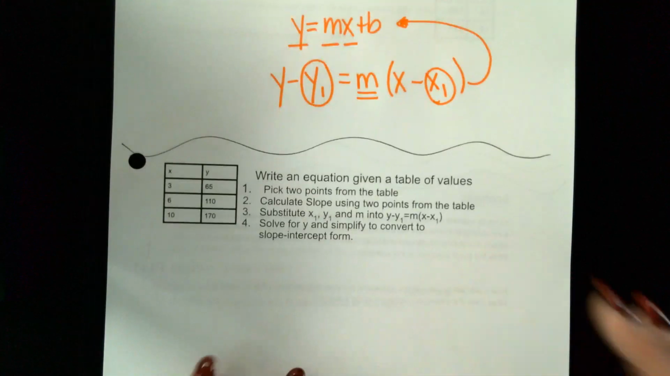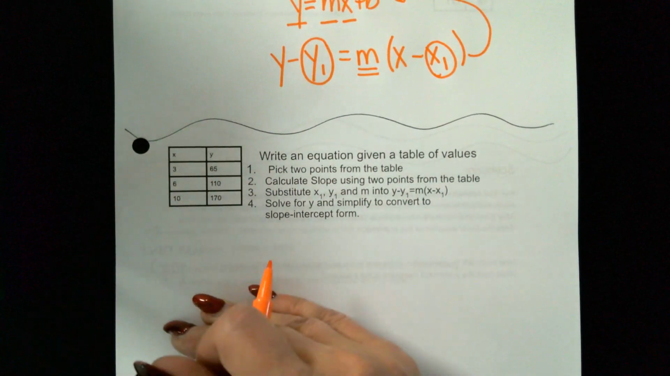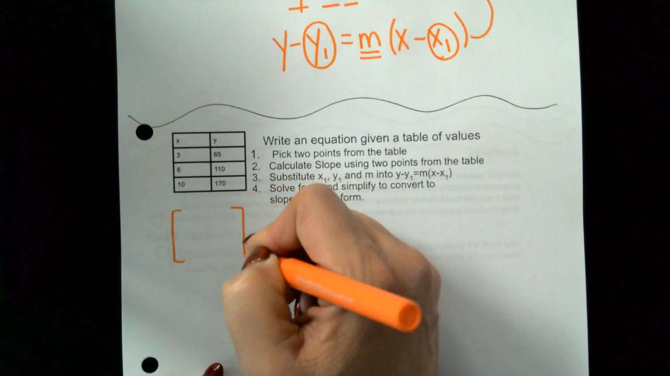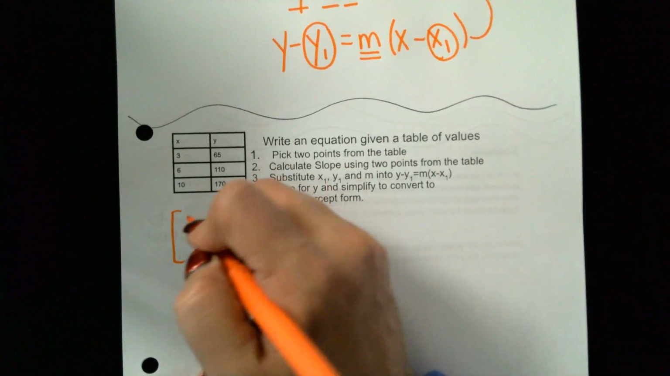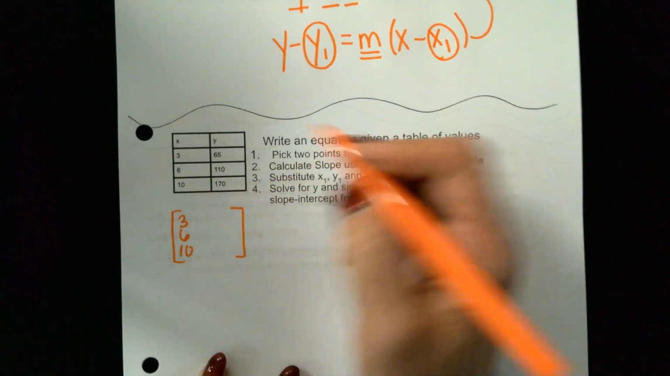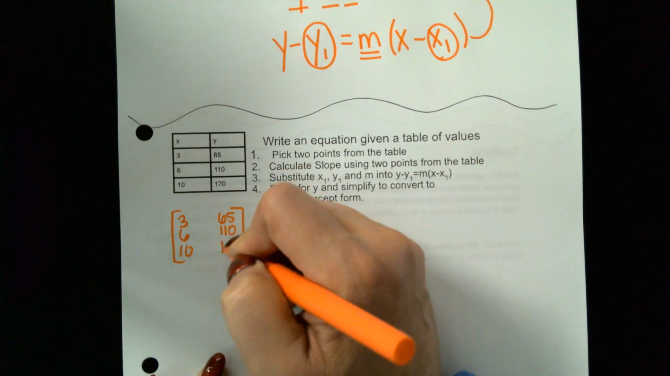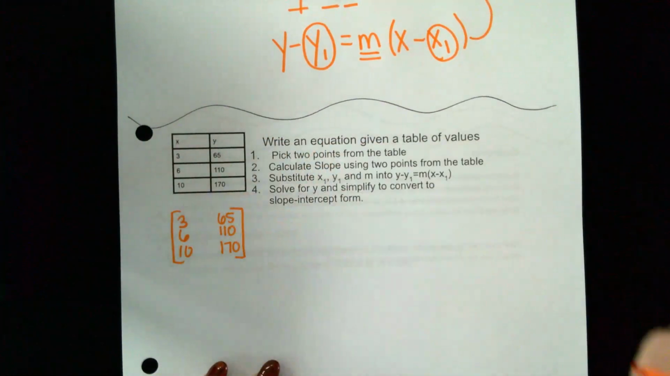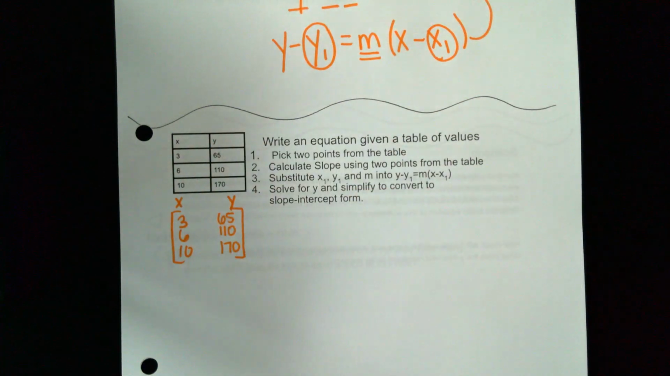All right, so let's go ahead and do an example down here at the bottom. Let's talk about this T-chart. Whether it's enclosed or not, sometimes you guys will see it written like this. It'll look like a matrix, where they have 3 numbers down the left side and 3 down the right. Either way, it's still a table of x and y values. So these are your x's, these are your y's.